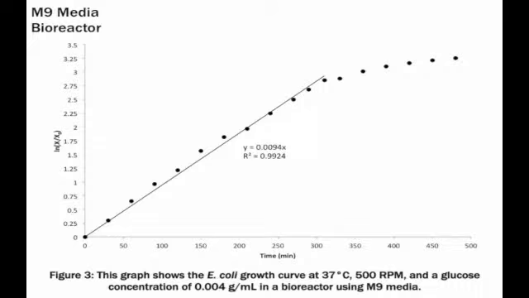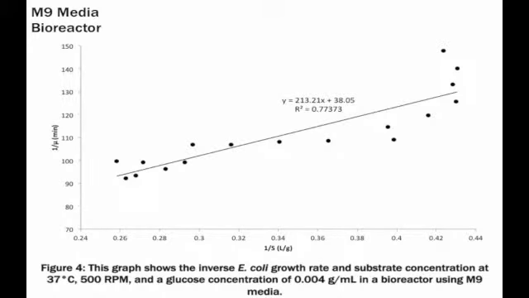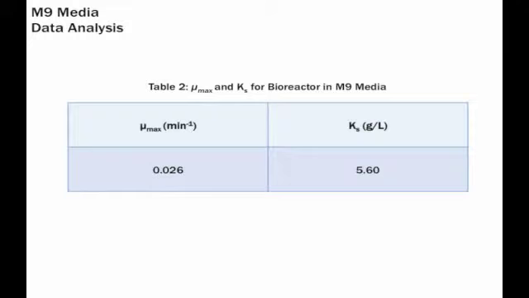Figure 3 shows the E. coli growth curve for the bioreactor in M9 media. Data was provided to us in order to perform this analysis. In order to calculate the kinetic parameters for the M9 media, 1 over S versus 1 over mu was plotted as shown in Figure 4. Utilizing the equation shown in the theory section, Ks and mu-max was calculated from the slope and y-intercept of this graph. The data shown in Table 2 does not correlate with what would be expected for E. coli cultured in M9 media.